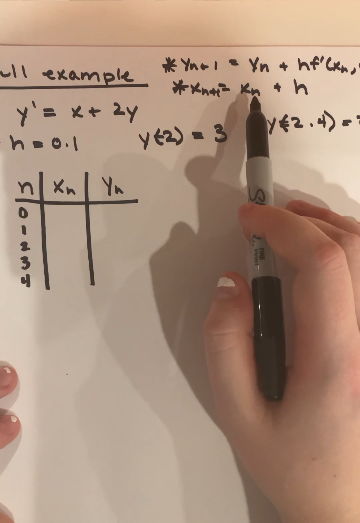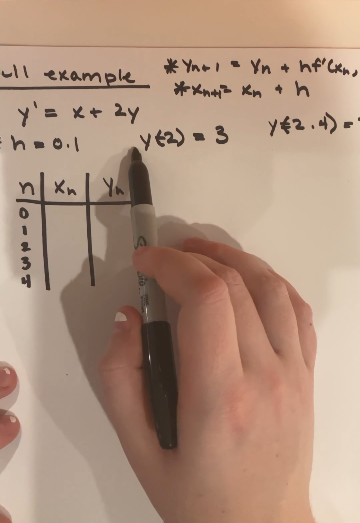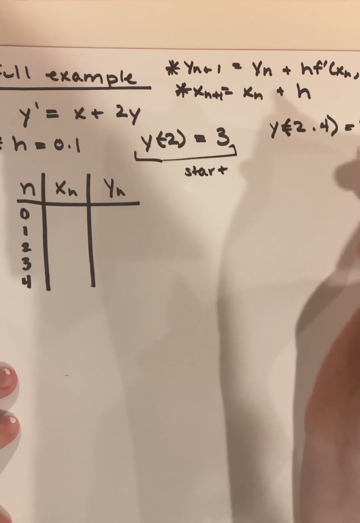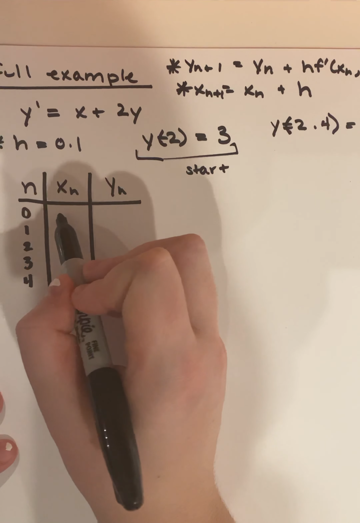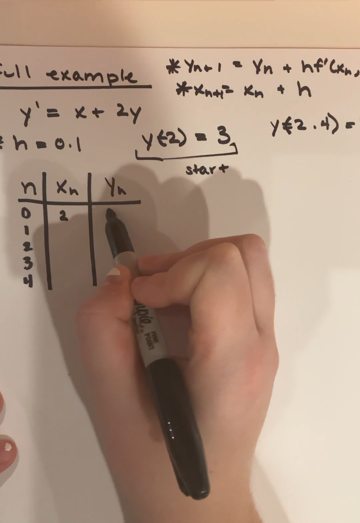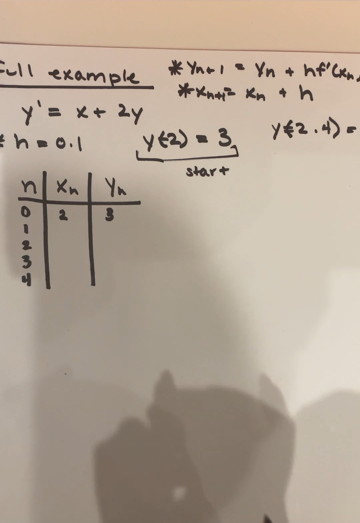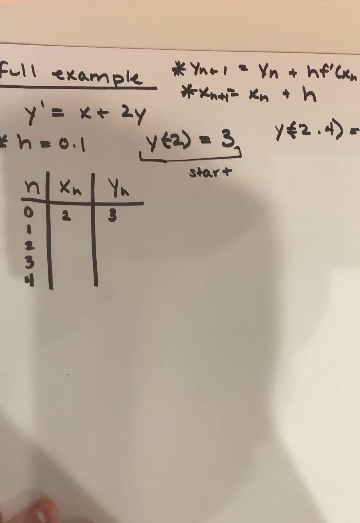So, because we are given that this is our starting point, we are given that the x sub 0 value is 2 and the y sub 0 value is 3. And you will always be given that start value. Given that start value, then we can approximate 1, 2, 3, 4 for the ends.